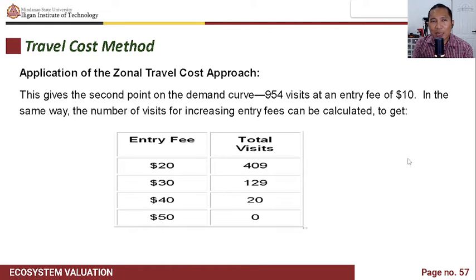Okay, this gives the second point in the demand curve, the 954 visits, for an entry fee of $10. In the same way, the number of visits for increasing entrance fees can be calculated to get this figure. Here, you have the entrance fee from $20 to $50. You have the total visits from 400 down to zero when it's at $50.